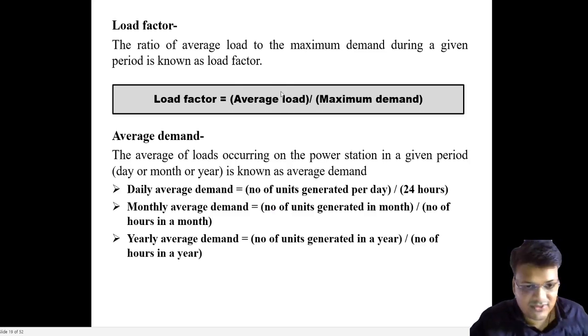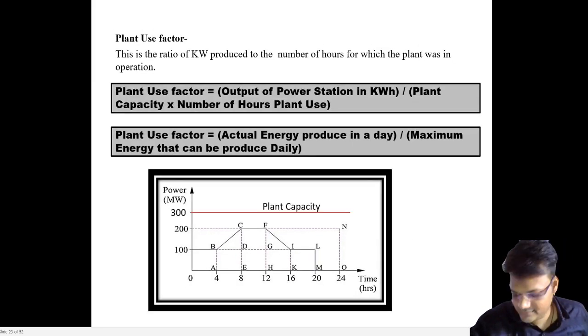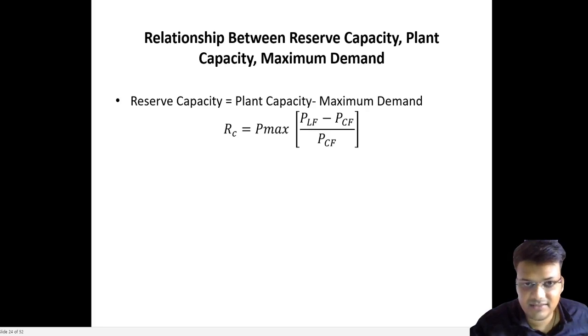It is given in the question on a yearly basis, like yearly average load. So we have the number of units generated in a year, given in the question, divided by the number of hours in a year. Like I told you, if it is given in a year, we divide it by 8760. So we will get the value of the average load, divided by the maximum demand.